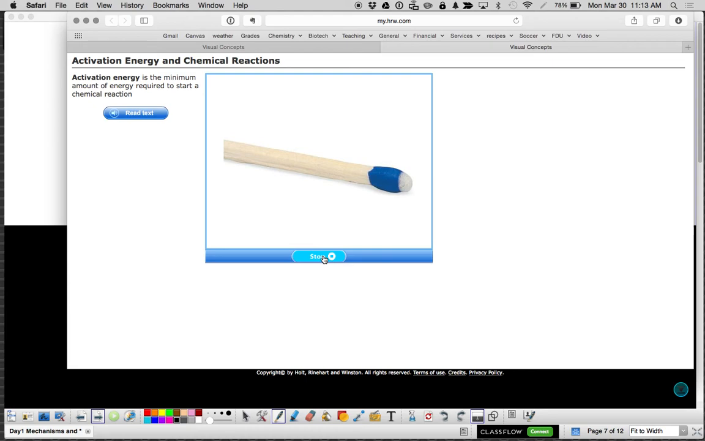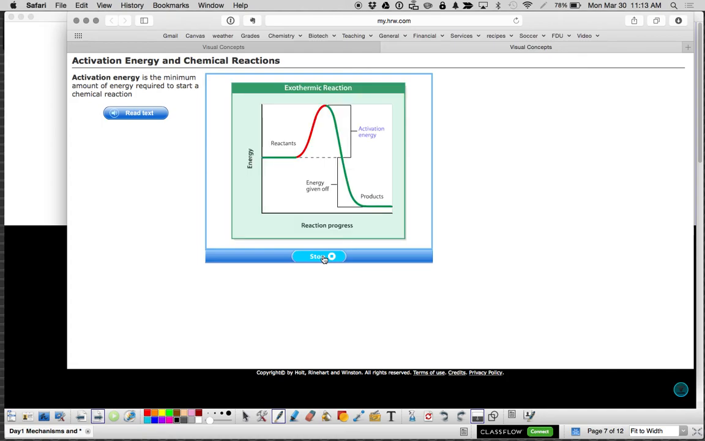In other reactions, activation energy may come from heat, light, electricity, or any other energy input to the reaction system. Exothermic reactions require activation energy to start, but eventually release more energy than they consume. The energy given off as the product forms supplies the activation energy needed for the reaction to continue.